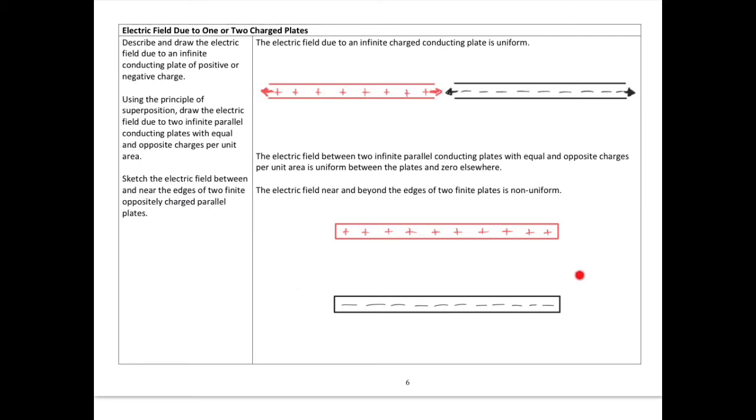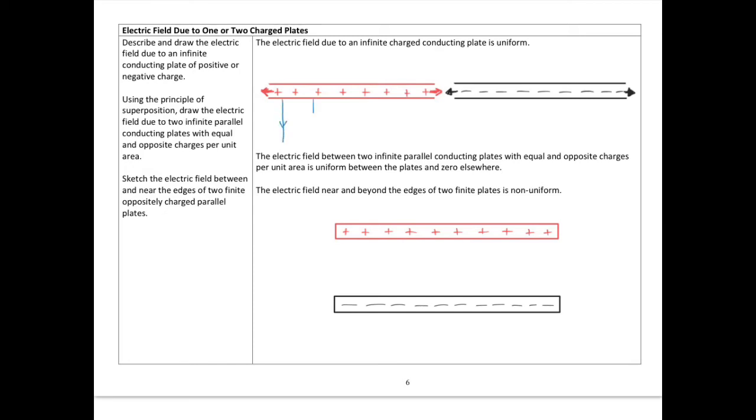I'm going to do this one combined, because what happens here in the middle basically represents what would happen between two infinite plates, and we'll show on the edge what happens with our edge effects. So, positive plate, if we think about our test charge, it's always going to get pushed away because we use a positive test charge.